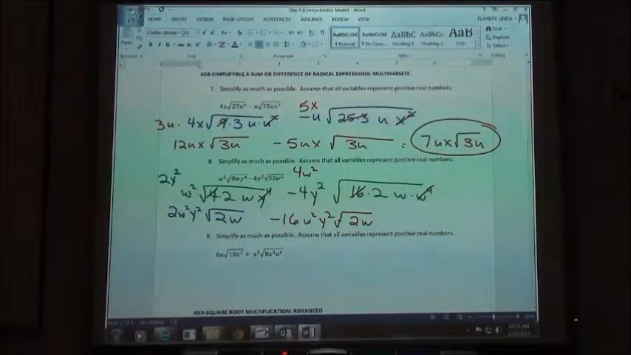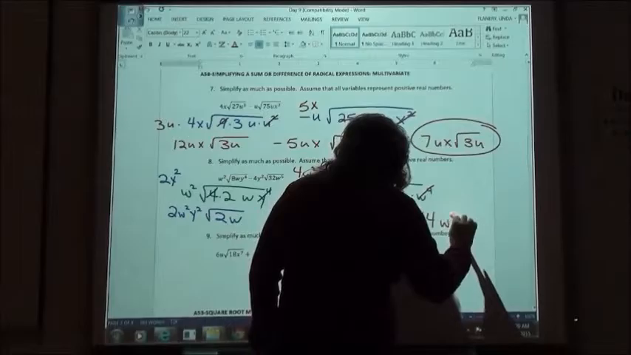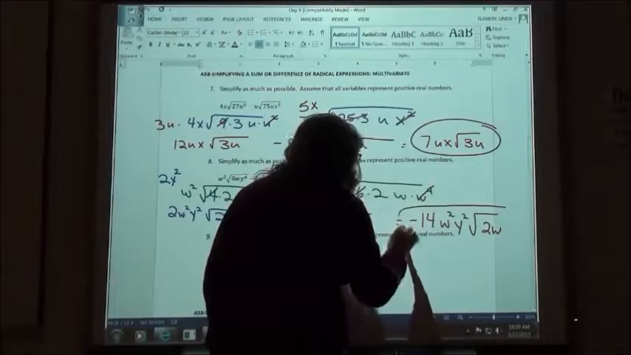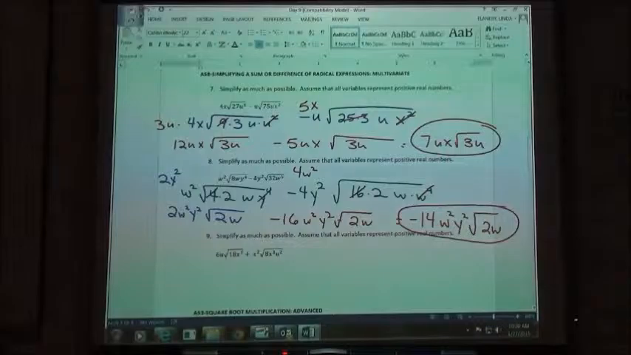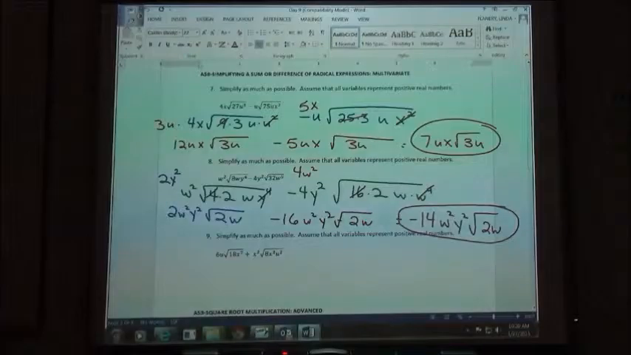Notice everything should match up after our leading numbers. We got a w squared, y squared, square root of 2w after both of them. Means I can subtract. 2 minus 16 is negative 14. So negative 14 w squared y squared square root of 2w is going to be my answer. So the good thing about these ones is when you get to this last step, if they don't match up, you know there's a mistake somewhere and you've got to go back and fix it.